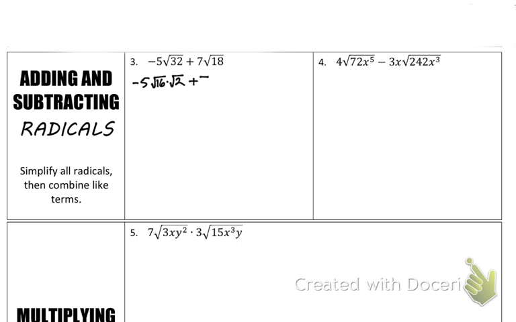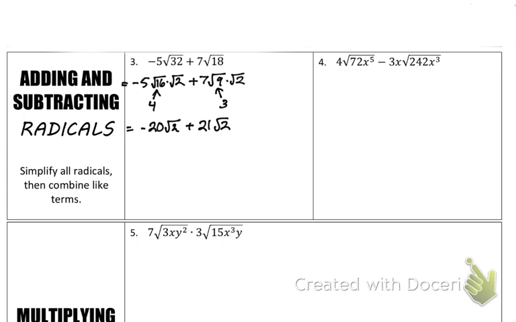And then we'll have plus 7 square root of 18. 9 goes into that. 9's a perfect square, so I'm going to turn that into square root of 9 times square root of 2. All right, so we know that square root of 16 is 4. The square root of 9 is 3. So we now have negative 5 times 4, which would give me negative 20 square root of 2, plus 7 times 3, which is 21, square root of 2.